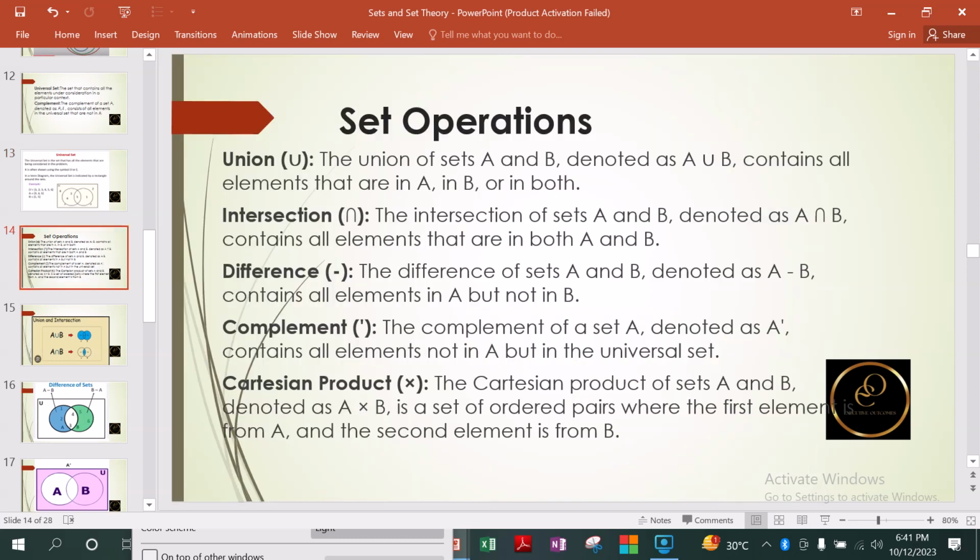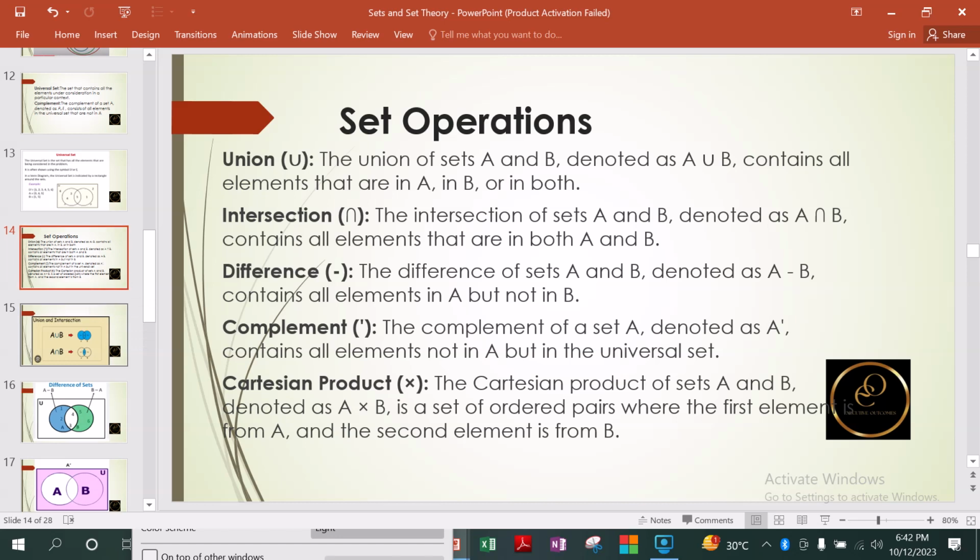So then we also have the Cartesian product. When you hear of the Cartesian product of sets A and B, denoted as A multiplied by B, it is a set of ordered pairs where the first element is from A and the second element is from B. So that is the Cartesian product. We're going to look at that.